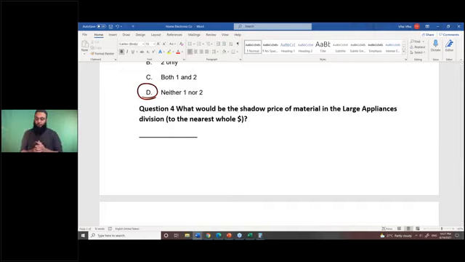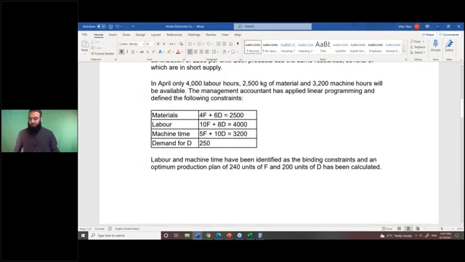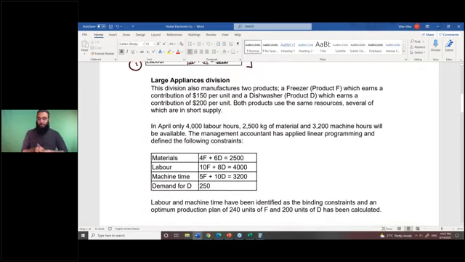Wow, what a good question this is. What would be the shadow price of material in large appliances division to the nearest whole number? It's a funny question. Now you will tell me the answer, okay? See, large appliances. Let's read about large appliances. This division also manufactured 2 products, freezer and dishwasher, which earns a contribution of 150 and 200 respectively. Both products use same resources, several of which are in short supply.